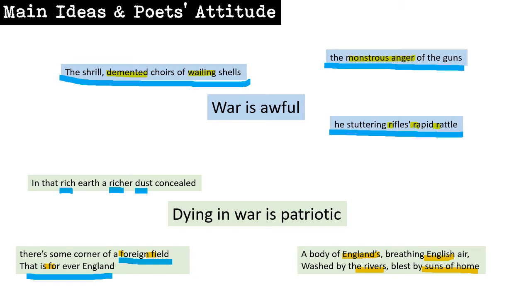Language-wise, you might be interested to look at the word blessed, because that suggests almost a gift from God. Being English is almost like a gift from the heavens. So some really positive phrases and ideas there. In contrast, really negative and awful ideas in Anthem for Doomed Youth. So hopefully that's helped you think about how you could compare the big ideas and the poet's attitude in these poems.